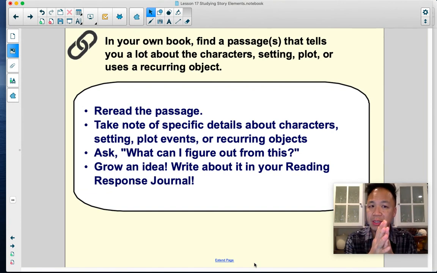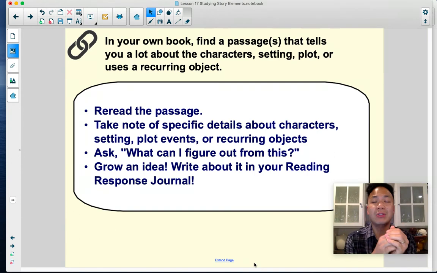So then do these steps. One, reread the passage. Look at it again and really look at it like a detective trying to find clues. Take note of the specific details about the characters or the setting or the plot events or the recurring details. Just write them down in a T-chart. And then ask yourself, what can I figure out from this? When you do that, just grow an idea. Have an idea in your head and start growing it. Develop it. Write about it in your reading response journal.